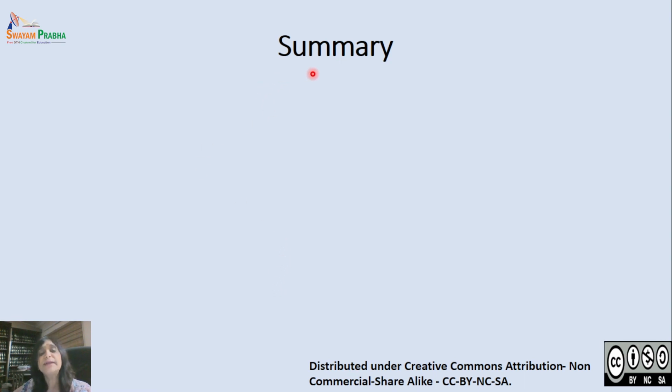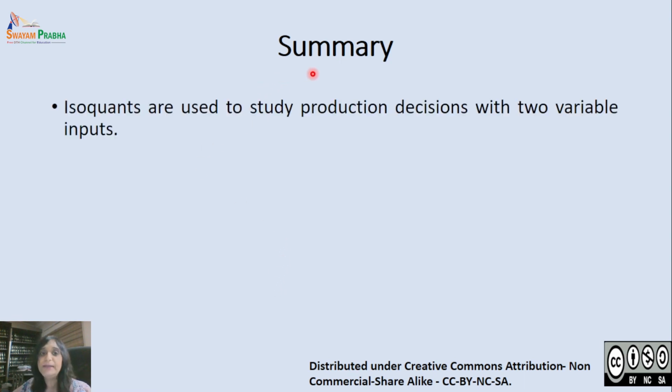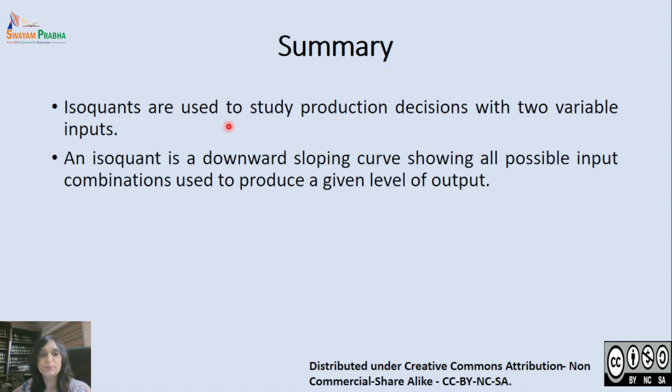So what have we done, my dear learners, today? Let us summarize it quickly. We have talked about isoquants. What are isoquants? We said isoquant is a locus of all those combinations of two inputs which give the same level of production. So isoquants are basically used to study the production decision with two variable inputs. It is a downward sloping curve showing all possible input combinations which are used to produce the same level of output. Isoquant is also called an isoproduct curve, equal product curve, or maybe the indifference curve of the producer.